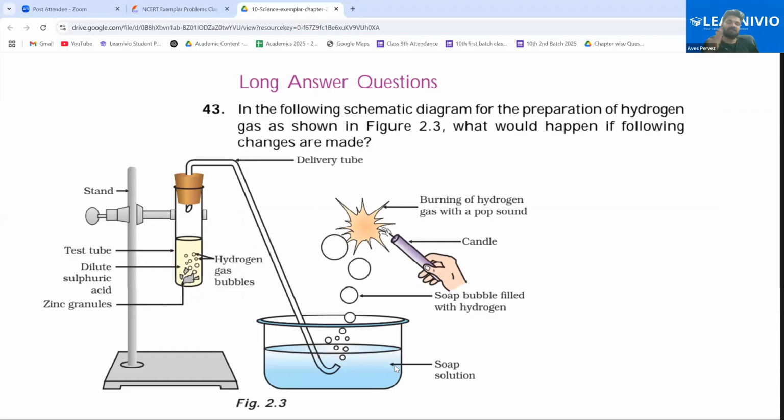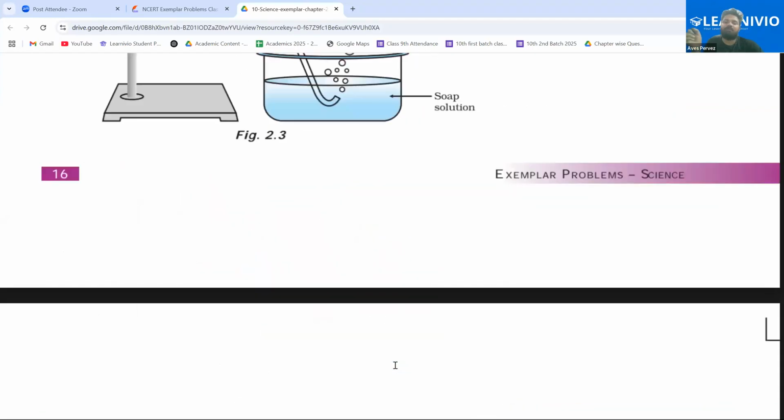So here is a setup for production of hydrogen gas, in which we have a test tube attached in a stand, and the hydrogen gas is going to be produced when zinc is added to dilute hydrochloric acid. Okay. Now this is the experiment. So it is asking what would happen if some changes are made, and what are these changes?